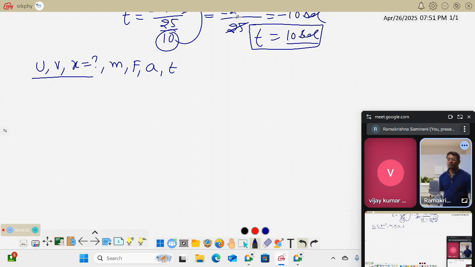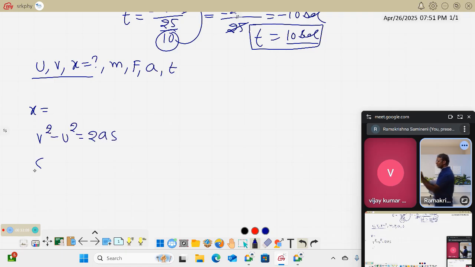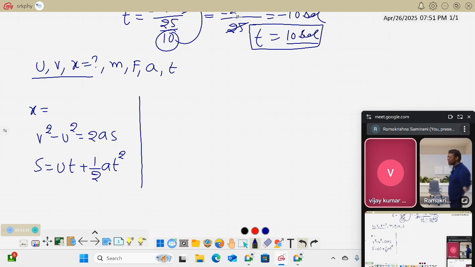What are the kinematic equations? X is nothing but distance. For distance you can use many formulas. What are the formulas I can use? V square minus U square is equal to 2as. That is one equation I can use. S equal to ut plus half at square is another equation I can use. Which one shall we use of the two? Which is better? The first one. Use the first one.